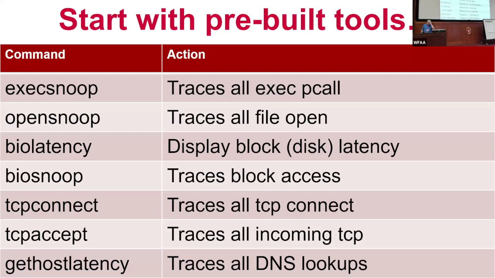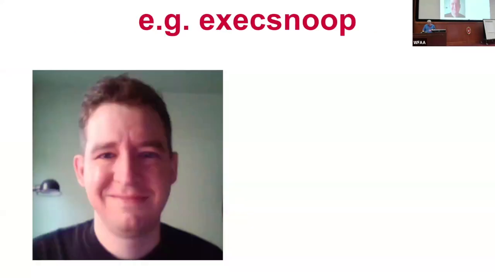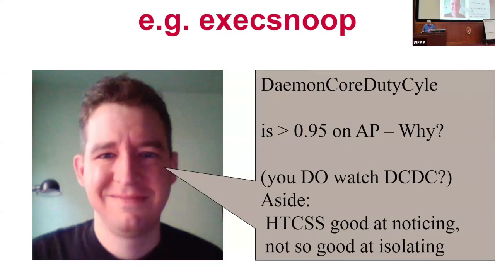Here's an example, and I'm going to assume that you all can read, so I'm not going to go through these one by one. But let's take execsnoop and its favorite user, Moat. So again, here's another sort of use case that we had. I think we talked about the SCHED daemon core duty cycle in Will's talk yesterday. So we know that when the daemon core duty cycle on a SCHED is high, over 95 or 99%, we know that there's a problem.